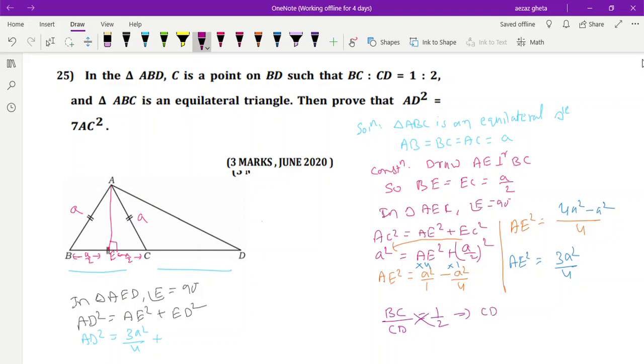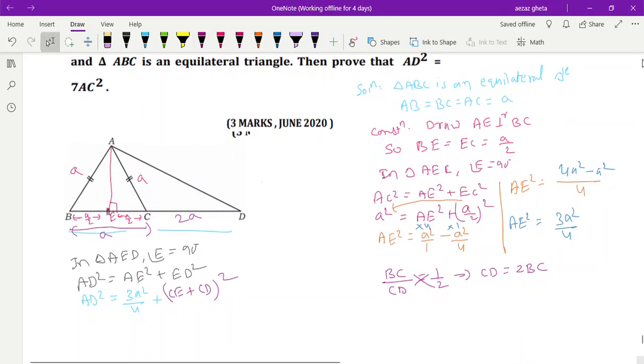So we can write CD is equal to twice the BC. So BC is a, total BC is your a, so CD will become 2a. Okay, bhai. Got it. So, ED. See this. In that ED, we have CE plus CD whole square. Understood? Now we have here 3a square by 4, CE is a by 2 and CD is 2a, because BC is a, so it is 2a whole square.